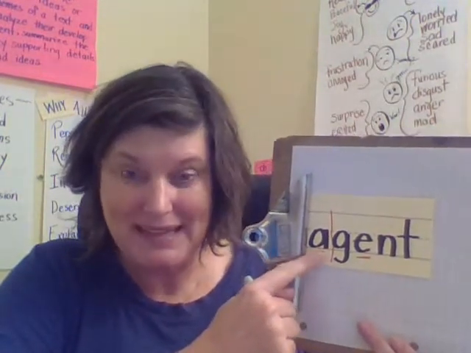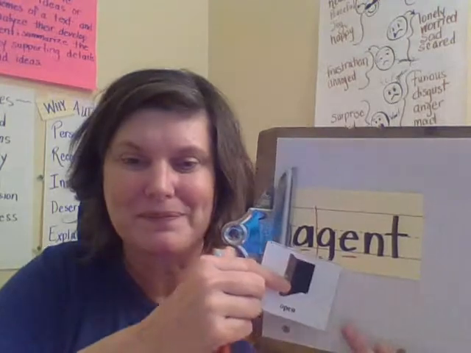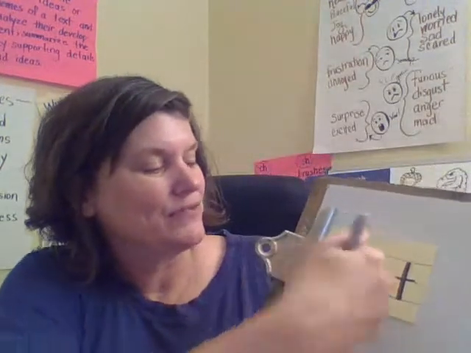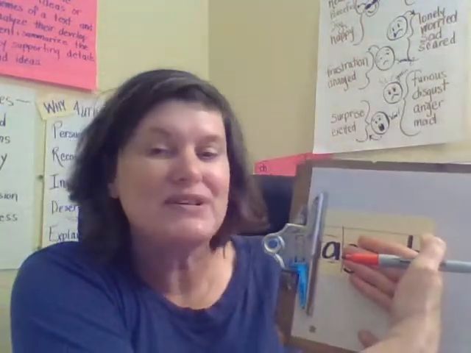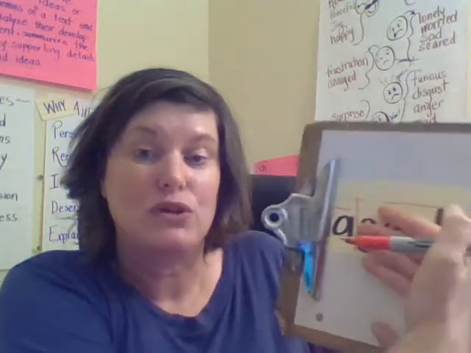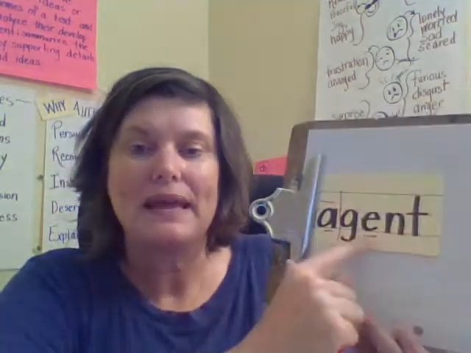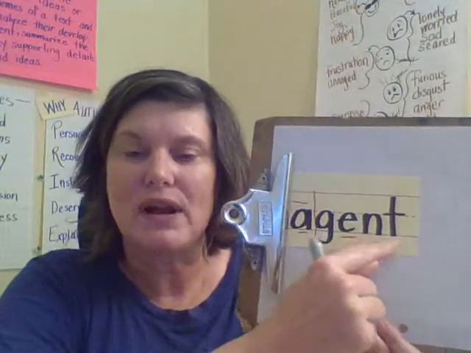What syllable type is this? Yeah, it's open. Okay, if we were to cover up the second syllable, there's nothing there to block the A from making its long A sound. So long A. Now, let's look here and figure out this syllable type.